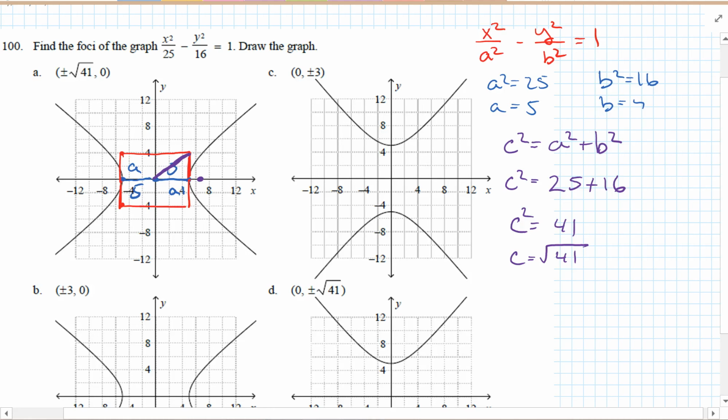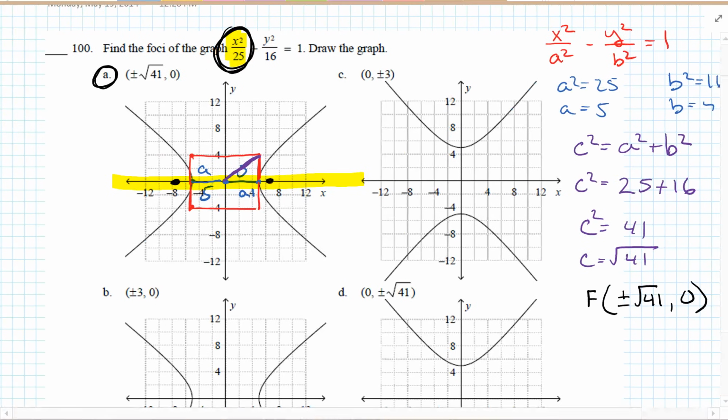If you remember, on hyperbolas, our foci are always going to lie on the axis that's positive. So it's going to lie somewhere on this axis. We found our c value, the square root of 41. So we know the foci are going to lie on the x-axis, somewhere here and here. So it's going to be plus or minus the square root of 41, comma, 0. So it looks like it's got to be A. Another thing to keep in mind is it's always going to traverse the positive axis. So number 100 is A.